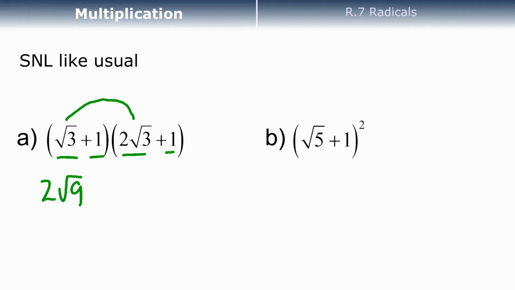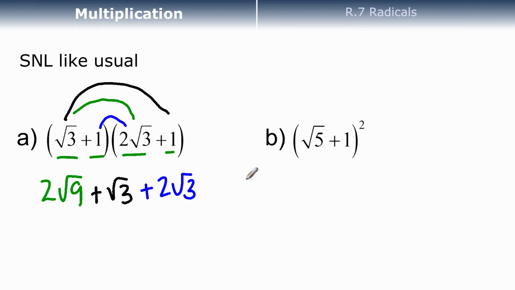Okay, now let's do the second one. So, let's do this one. There we go. That one times that one. So root 3 times 1 would be a positive root 3. Okay, next one. 1 times 2 root 3 would be a positive 2 root 3. Okay, and then lastly, 1 times 1 would be a positive 1.